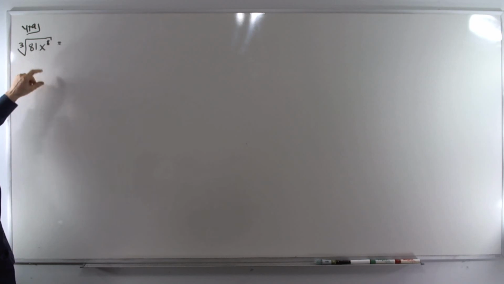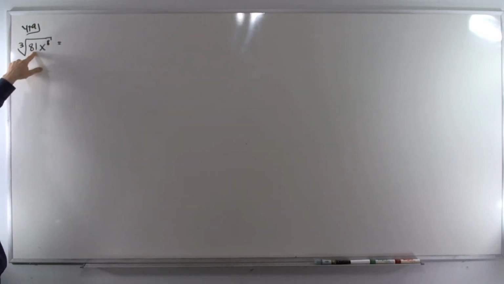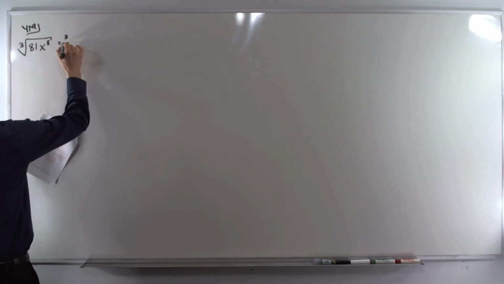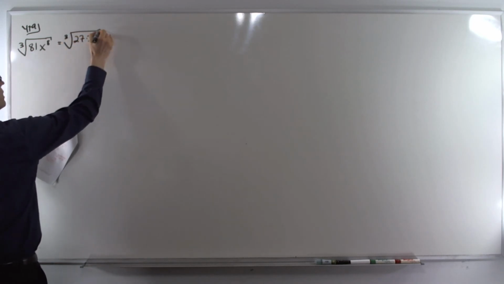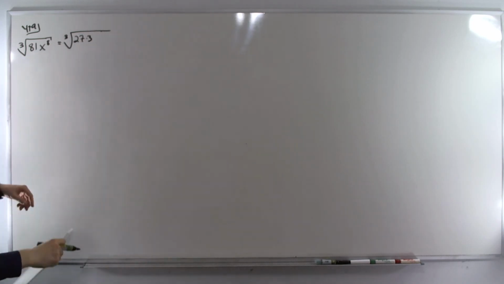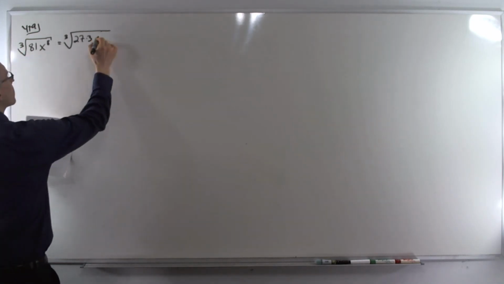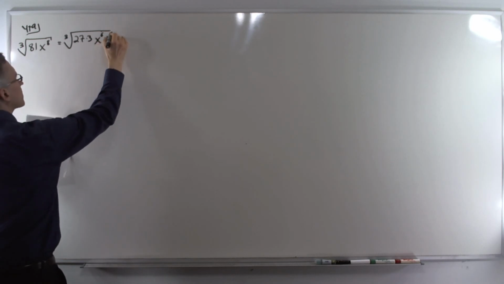All right, we got third root, so we're going to look for perfect cubes that are factors of 81. 81 can split up into 27 times 3. We got the third root, 27 times 3. There's our perfect cube. And x to the 8th, now we want the largest multiple of 3 that's less than or equal to 8. So 3, 6. So that's x to the 6th times x squared.